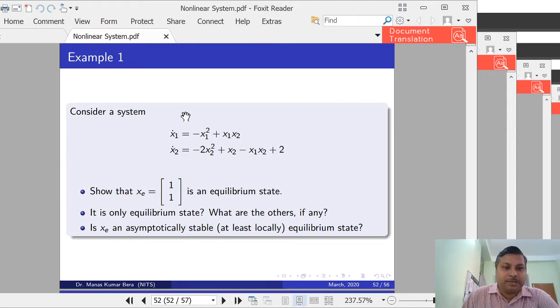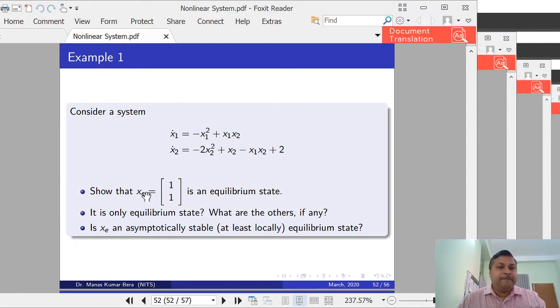is a second order system, and where the first question is that show that xc equal to 1 1 is an equilibrium state. Is it the only equilibrium state, or do other equilibrium states exist for this nonlinear system, because we know that a nonlinear system may have multiple equilibrium points. And is xc, this 1 1, an asymptotically stable equilibrium, or at least a locally stable equilibrium state. So let us try to solve one by one.